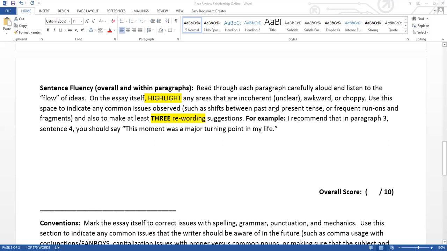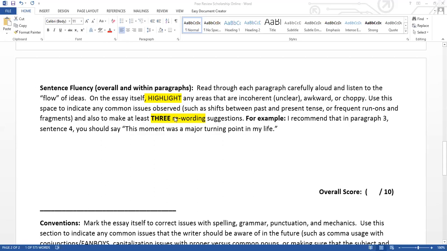When we talk about shifts between past and present tense, that means they're talking about something that happened or is happening right now, but they use a past tense verb, or sometimes they're jumping between the past and the present and it's too confusing. Also, run-ons is when you have a sentence that goes on and on and on. A fragment is an incomplete thought. You probably remember that maybe from high school.